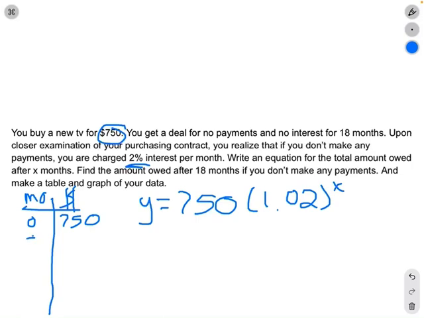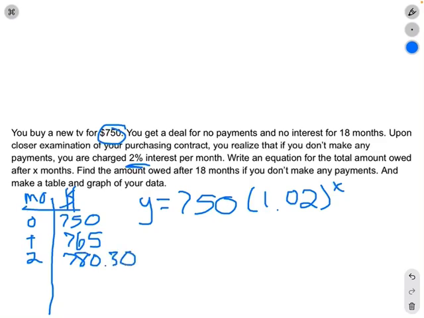Cool. So I'm going to take my 750 and multiply it by 1.02. And that's going to give me, at the end of month 1, I'm going to owe $765. At the end of month 2, I'm going to multiply by 1.02 again. Sorry, 765 times 1.02. I did 0.102. So that's going to be $780.30.